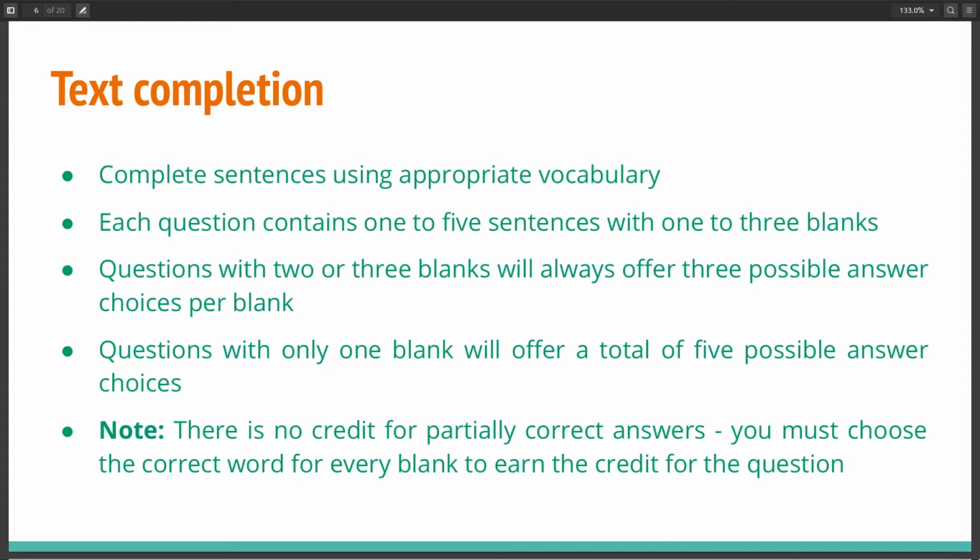A thing to note would be questions with either 2 or 3 blanks will have 3 possible answer choices for each blank. And questions with only 1 blank will have a total of 5 possible choices, out of which obviously only 1 would be correct. The vital thing to note here would be that there is no credit for partially correct answers. You will have to choose the correct word for every blank in the question to be able to earn the credit or marks for that question.